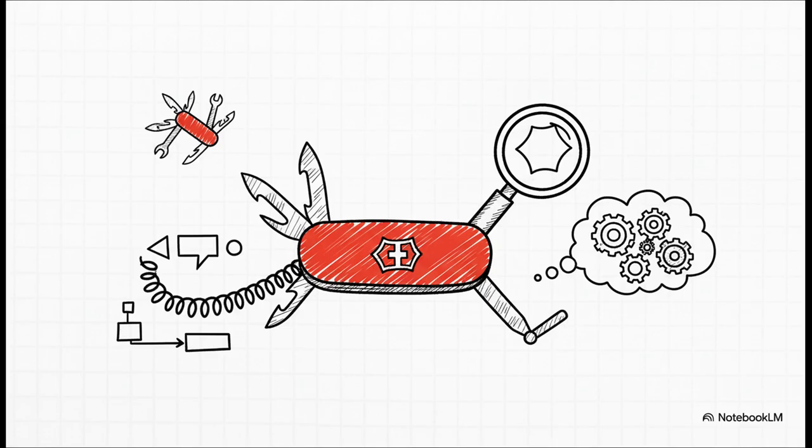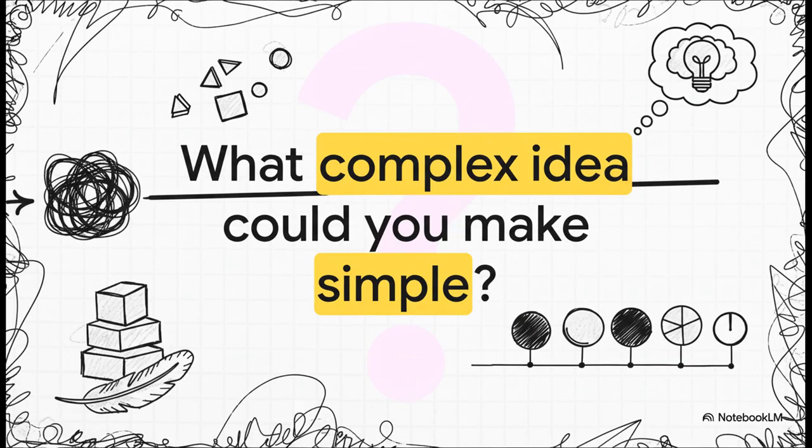And that really leaves us with one final thought, doesn't it? This whole idea of finding the simple, powerful core of something. It applies to way more than just language. So here's a question for you. What's a complex idea in your world that could become a whole lot more powerful if you just found a way to make it simple?